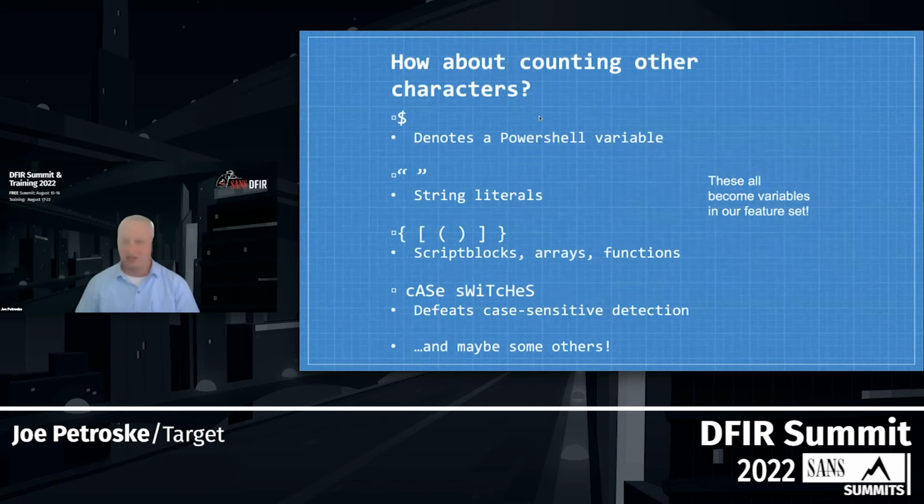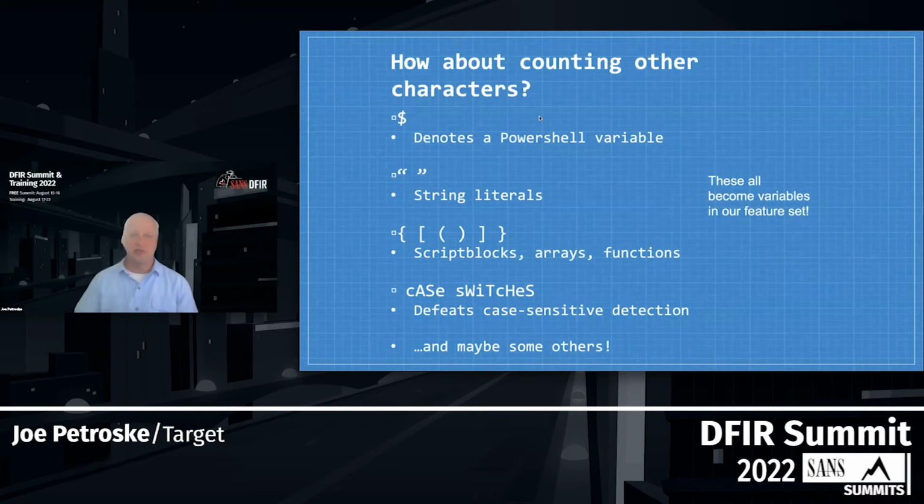A backtick is an escape character in PowerShell. String literals, quotes, double quotes, the things that put things in other containers. So braces, brackets, parentheses. You can sometimes see bad guys doing stuff like just doing chaos case switching to defeat case sensitive detection. So in other words, if you've written detection for something but it only looks for lowercase, if you change the case, it might have evaded that.